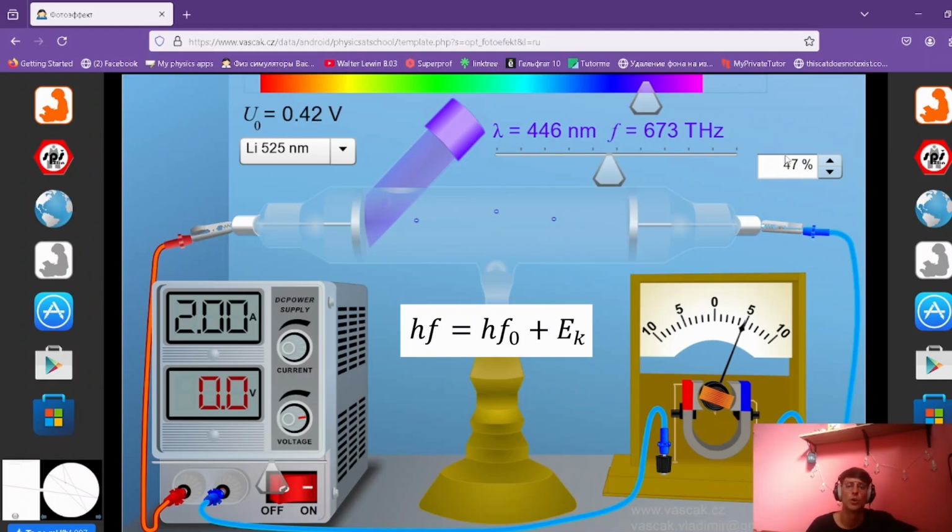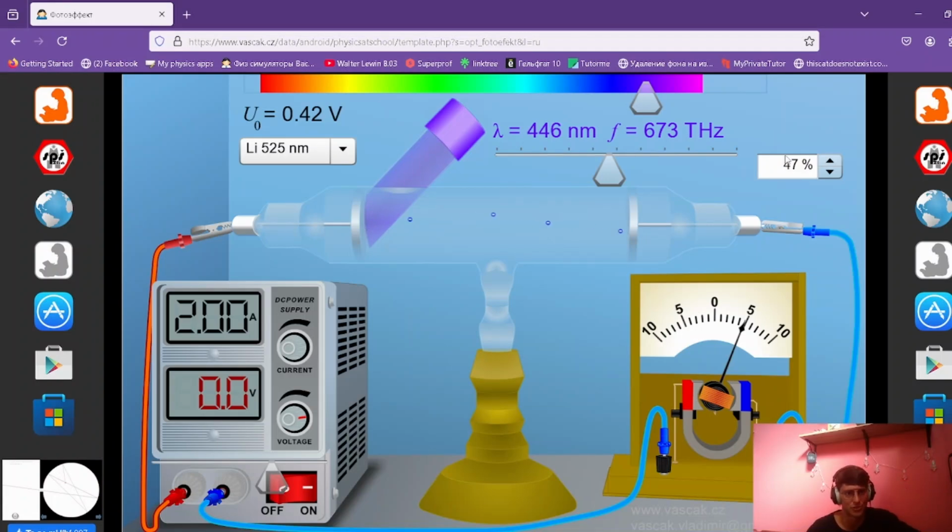This is how it works without any voltage applied here. And now let's talk about voltage that we can apply. Here we can see that we have some U0 equals 0.42 volts. What does it mean? Actually, we call it stopping voltage. This is the voltage that we have to apply to stop these electrons completely. I want to change it a little bit. Let's do it like 0.39 volts. And now I will apply voltage 0.4 volts. And we can see that our electrons, they stop completely.